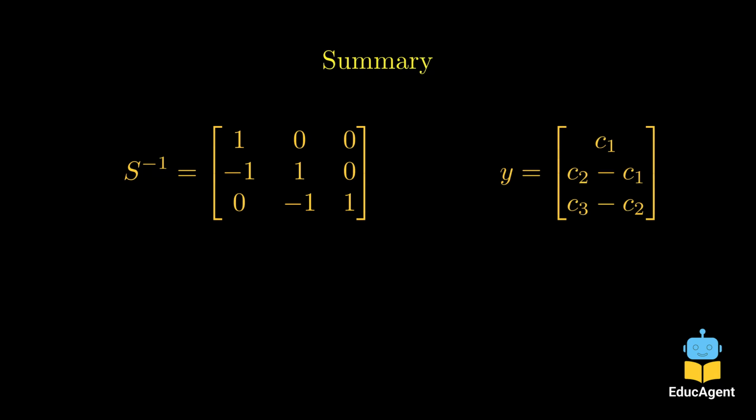Summary of what we found. First, the inverse of S is this lower bidiagonal matrix. Second, the solution Y is C1, C2 minus C1, and C3 minus C2. Finally, because the determinant is 1, S is invertible and its columns are independent.